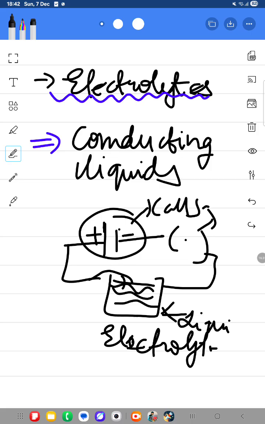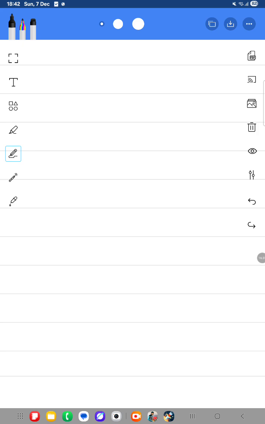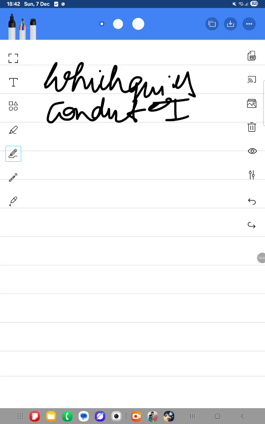Now, a thing which may be coming in your mind is, which liquids conduct electricity? The simplest answer is acids. No, first I am going to explain you the concept.